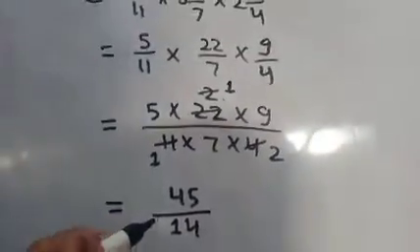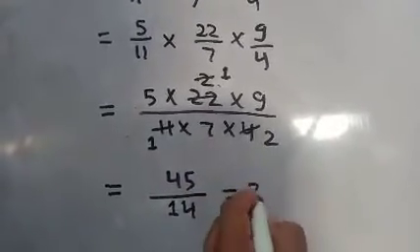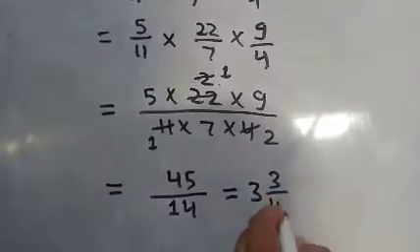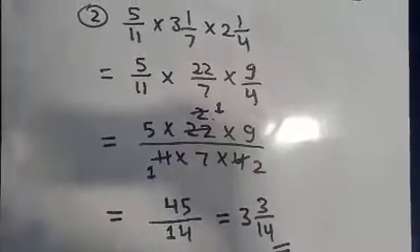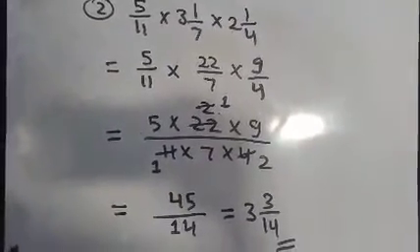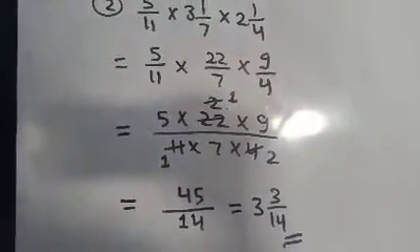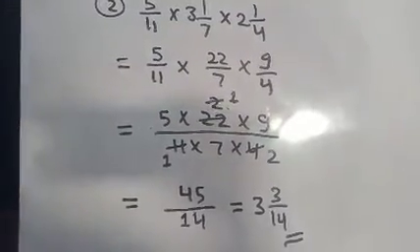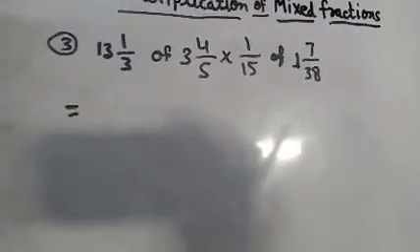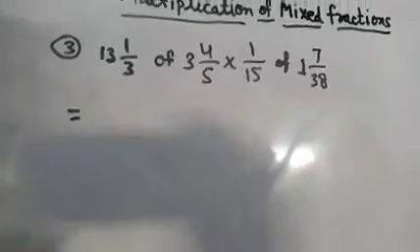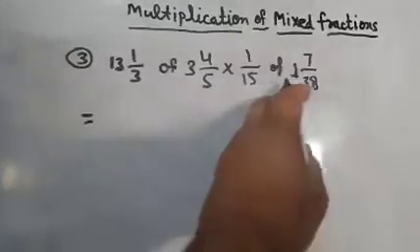Again you see here this is an improper fraction, then convert into 14 threes are 42, 3 whole 3 by 14. So students, I hope you will understand the solution of mixed fractions in multiplication form. Now I have taken another example in which in place of multiply the word of is used. So students, in this example look here, instead of multiply you have to see the word of in two places.